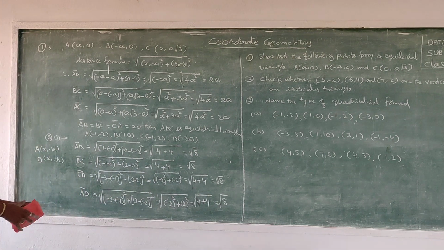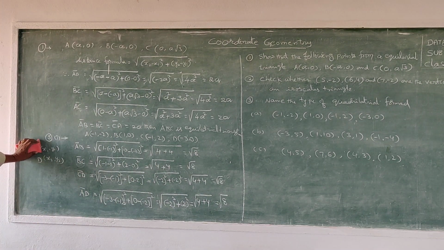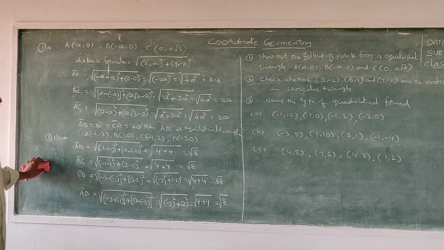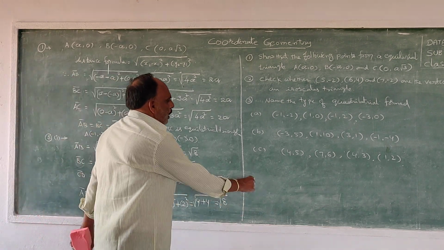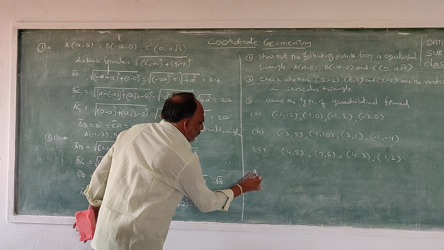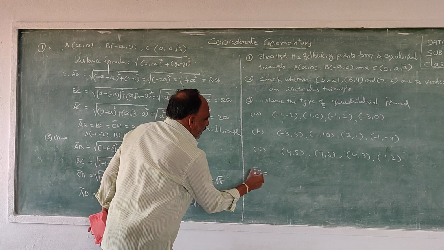And next one, two diagonals lengths. To find two diagonals lengths. First diagonal AC. First diagonal AC.